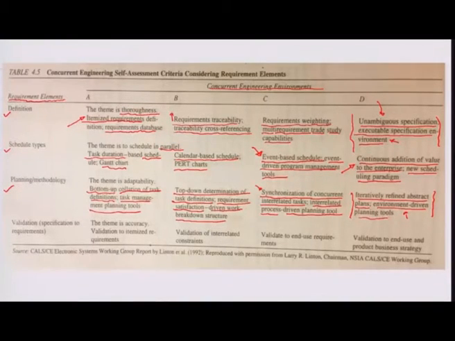Then there is of course validation of specification to requirements, where the theme is accuracy. We talk about validation to itemized requirements which are well laid out in the specs, or validation with respect to the particular specifications, where there may be some interrelated constraints. So, validation of the design to that constraint could be level B.